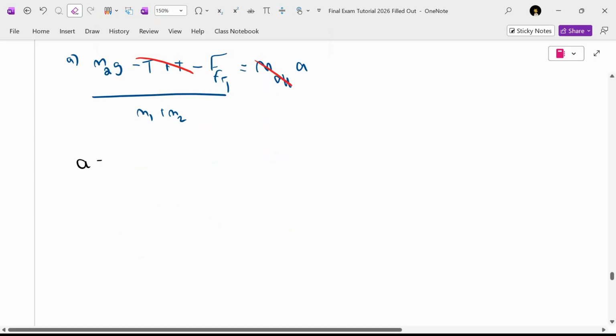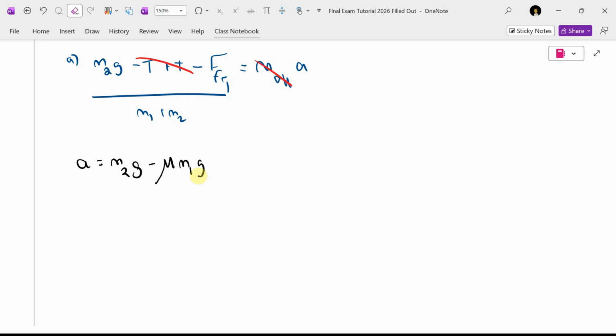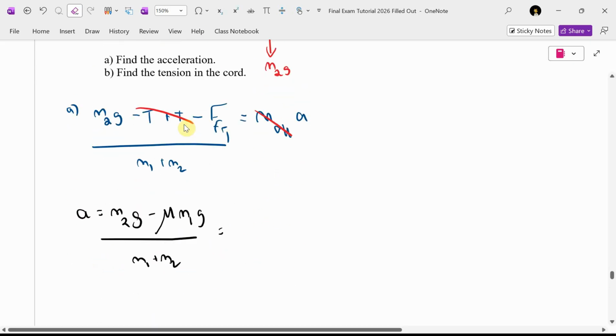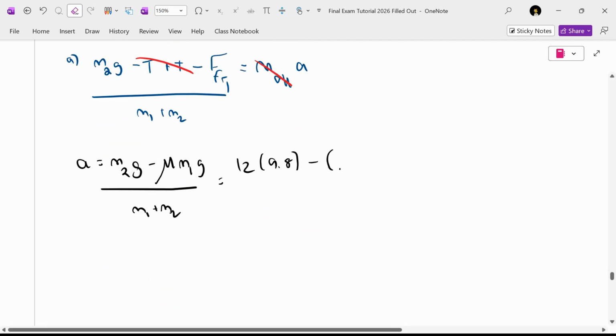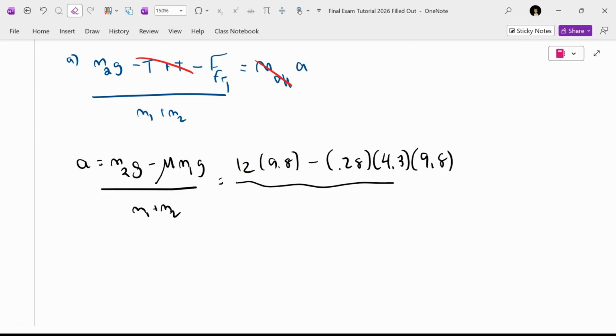So A is going to be M2G minus friction is what times what, Brooklyn? I know the normal force. Oh, but look. Another force the same size as the normal force. And this is where the M1G makes its appearance inside the friction equation, divided by M1 plus M2. I've scrolled down. What was it? 12 and 4.3. 12 times 9.8 minus what's mu? 0.28 times 4.3 times 9.8, all divided by 4.3 plus 12.